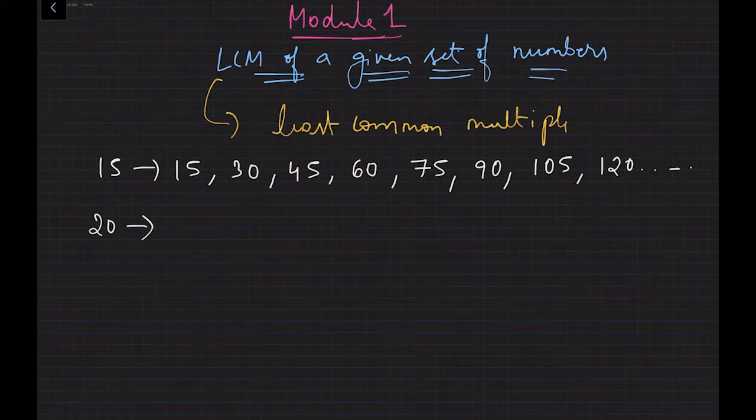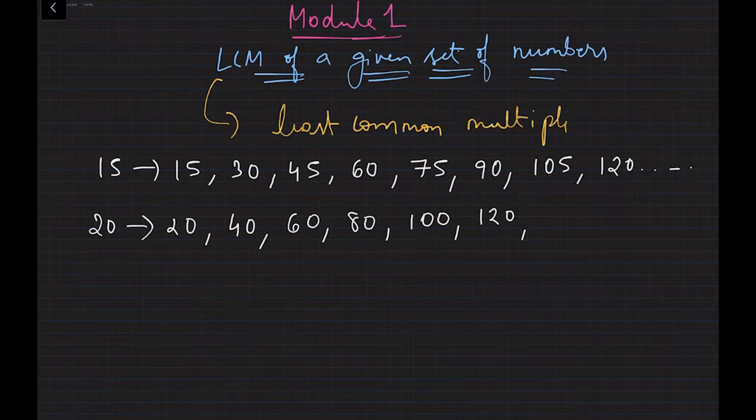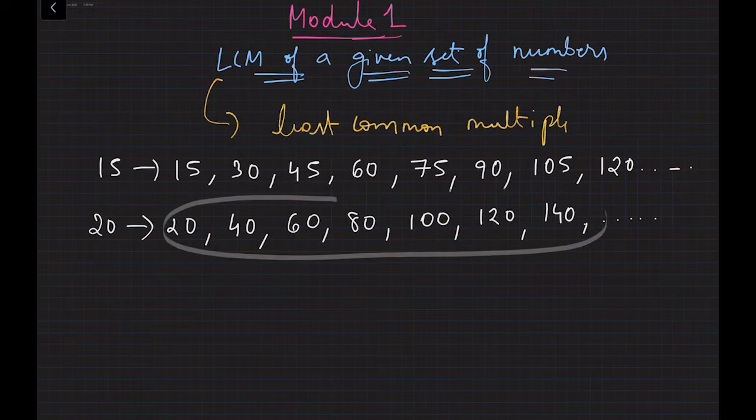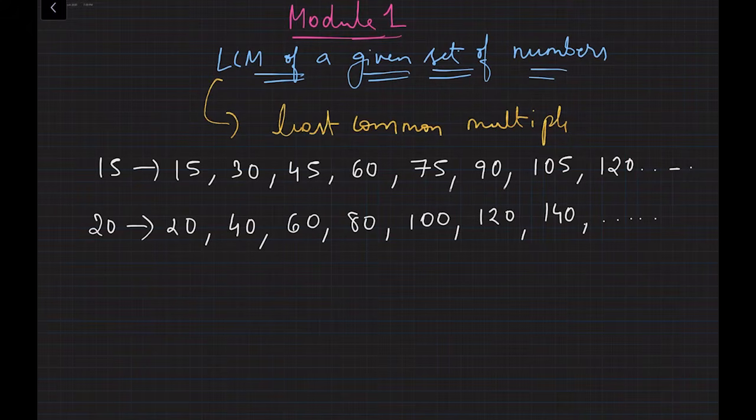Now let us write the multiples of the number 20. The number 20 itself is a multiple of 20 because 20 can be written as 20 into 1. Next we have 40 because 40 can be written as 20 into 2. Next we have 60, which can be written as 20 into 3. Then we have 80, 100, 120, 140 and so on. We can continue in this way.